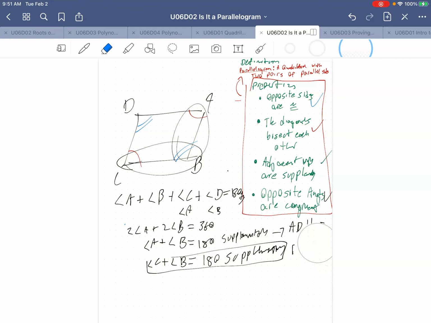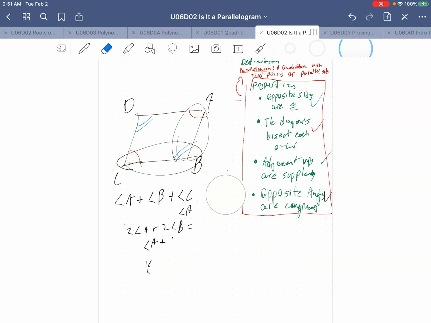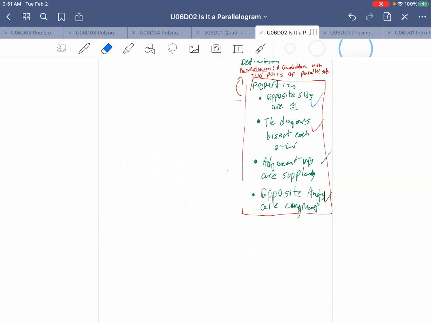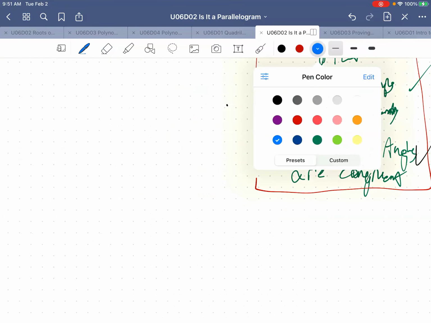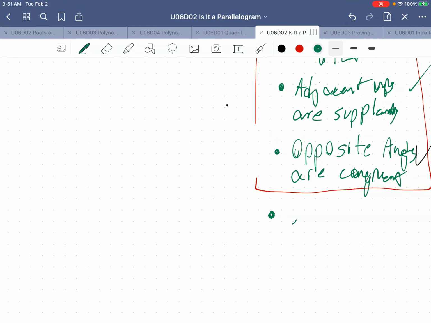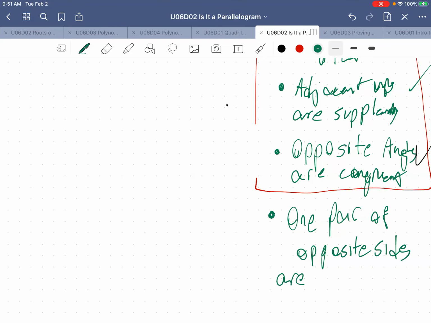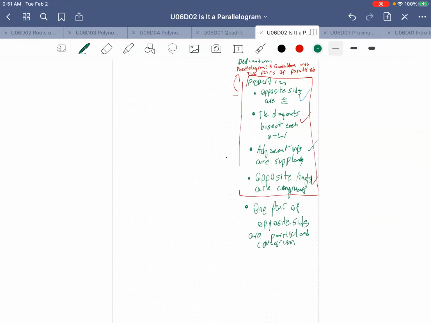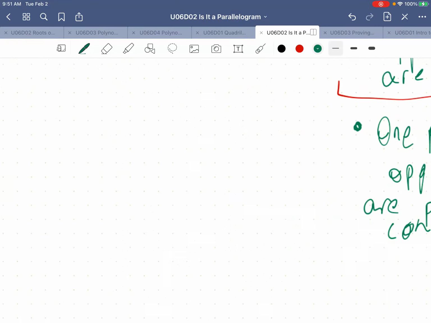Now there is one more property that we didn't discuss the other day. We will go over it here really quickly. So the final property is that one pair of opposite sides are parallel and congruent. This is enough information to prove that a quadrilateral is a parallelogram.